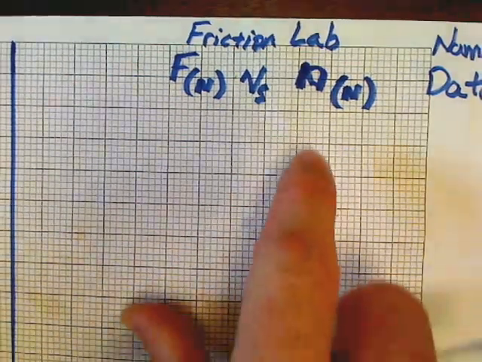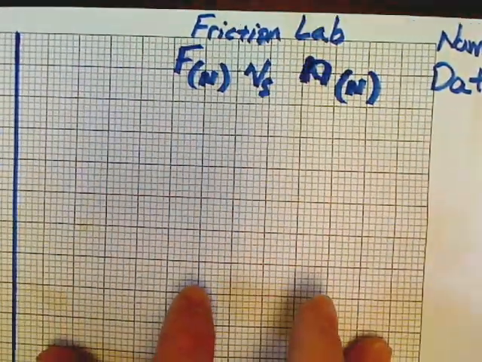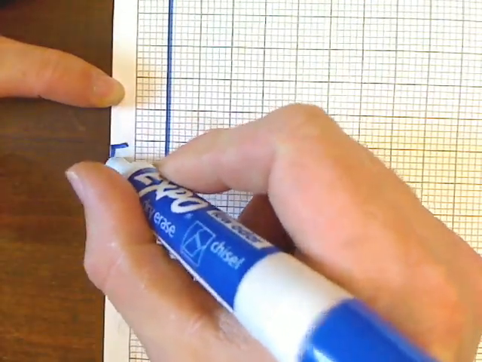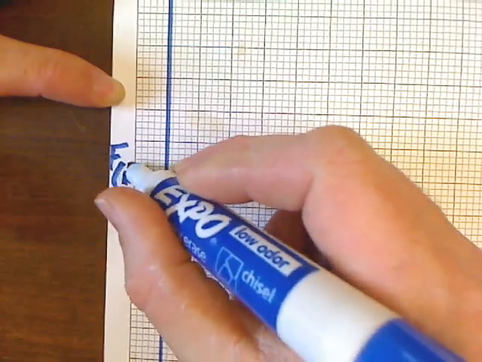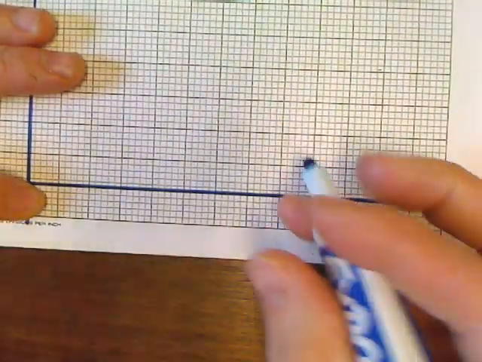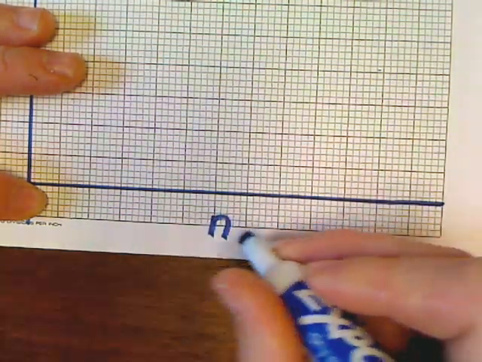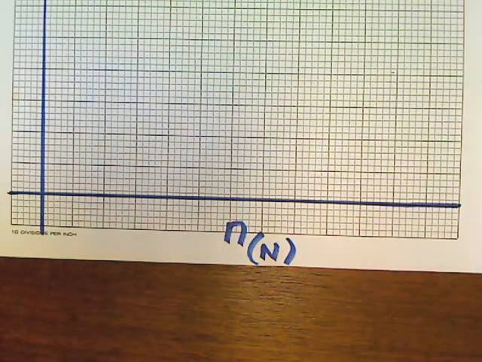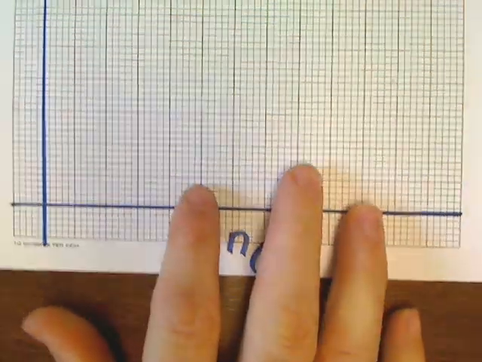Now, you do not have to write near as big as me. Matter of fact, please don't. Just use normal size handwriting. Again, this is a video. So here's what I'm going to do. This side of my graph paper is going to be force, in newtons. This bottom part of my graph paper is going to be normal force, and it's also going to be in newtons.